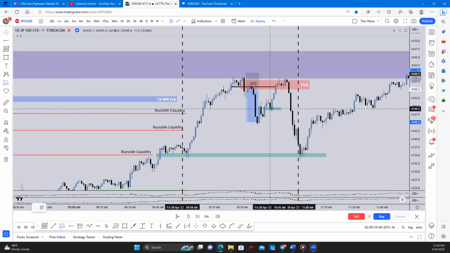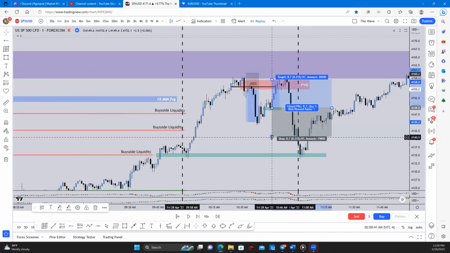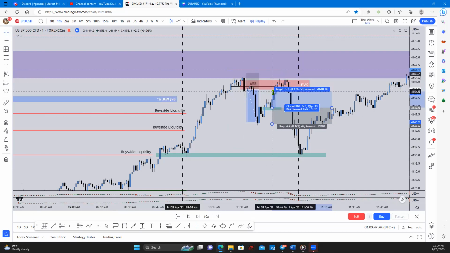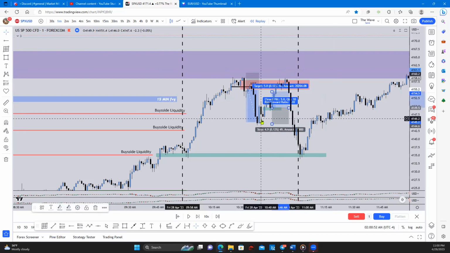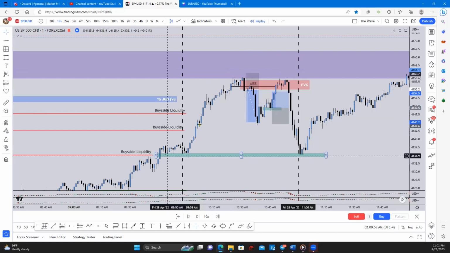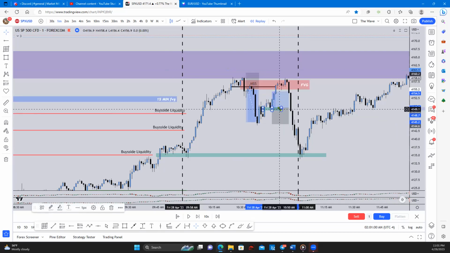So we could have taken the long here, stops below here at 5, and targeted your 5. Boom. Easy. Right? Within 1, 2, 3, 4 minutes. So we could have played both directions of the market.